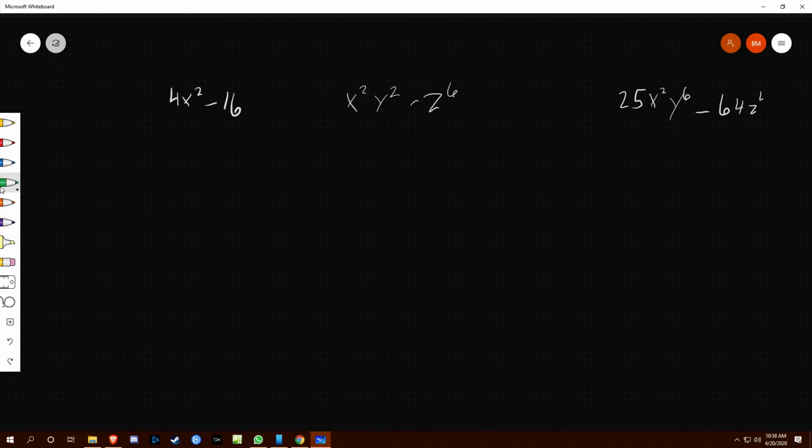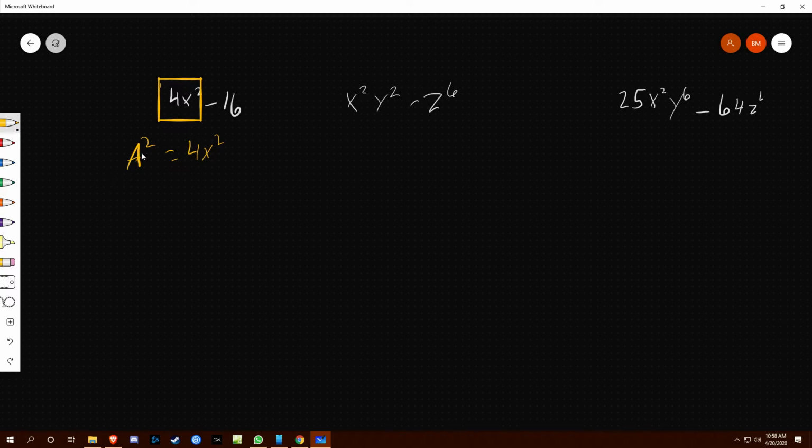The next one, we have 4x squared minus 16. So this will be the first one. It's a little bit different. Still the same rules. What's before the minus sign is my a squared. So my a squared is going to be 4x squared.